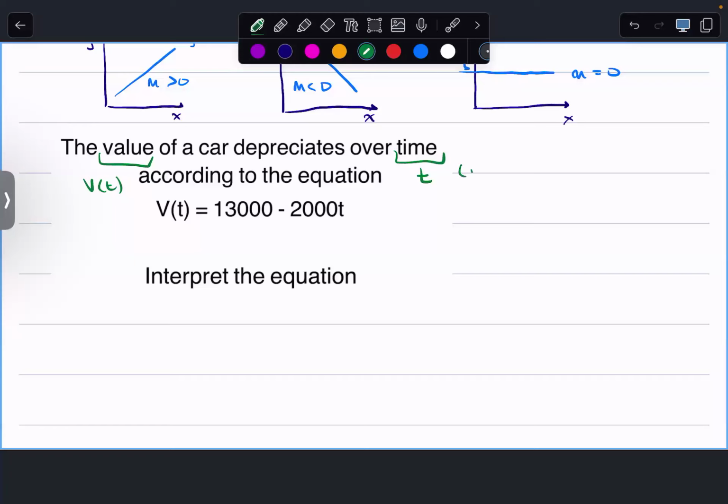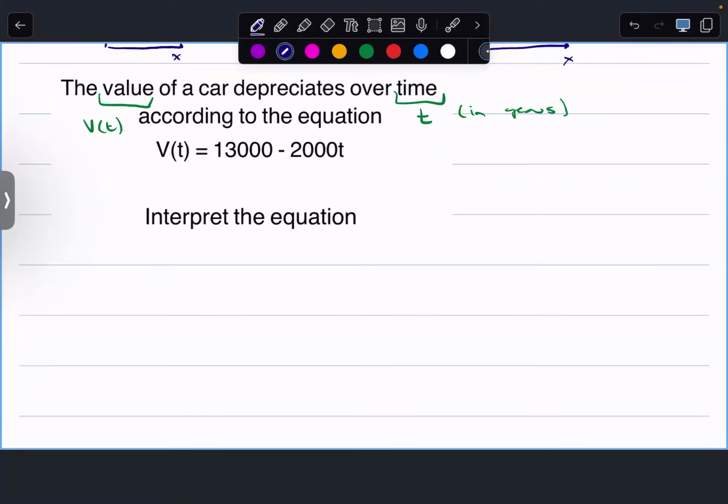Let's clarify that t is probably in years. I hope. Why do I hope? What if it's per day? Think about it per day. Uh-oh. This is the initial value of the car, right? This is what you bought it for, 13,000. And then the value is going to be decreasing by $2,000 per day. No, per year, right? If t is in years. So that's why I said hopefully t is in years and not days or anything like that.